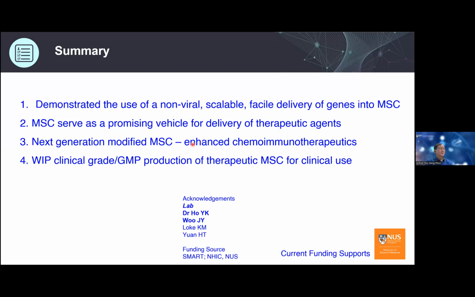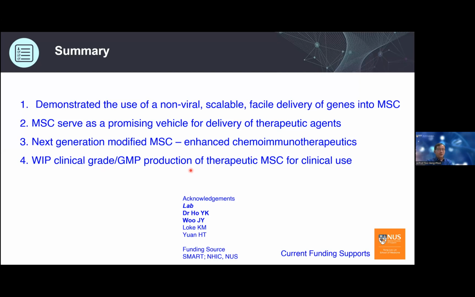And we have developed the next generation modified cells to enhance the pathway I was talking about, the cGAS-STING interferon beta pathway. And right now, we are work in progress. We are now going towards the validation stage of a GMP production.